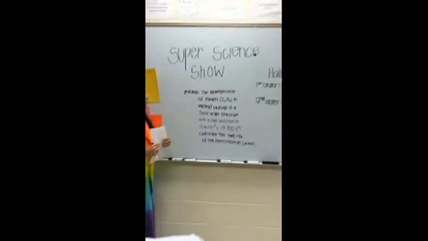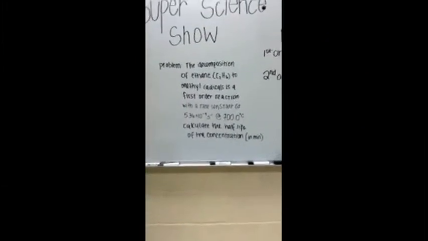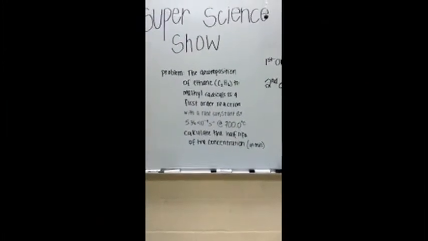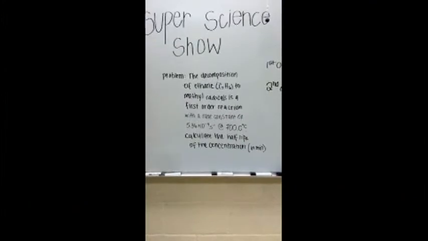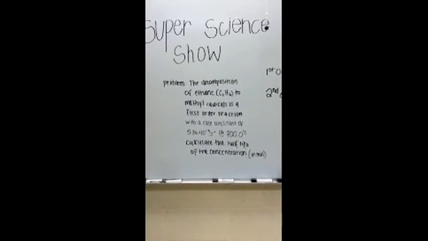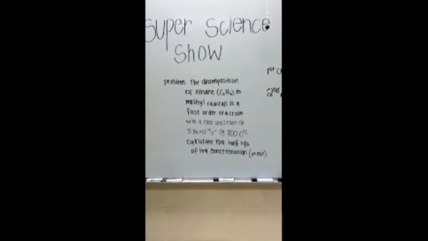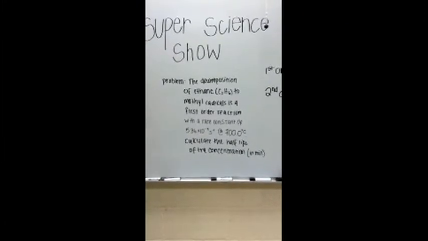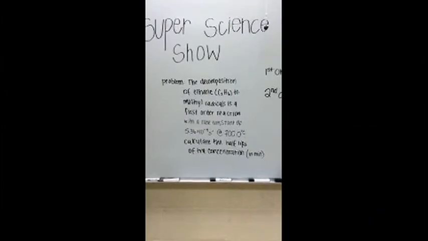Today, I'm going to talk to you about an example of a half-life problem using the first order reaction equation. The problem is, the decomposition of ethane, C2H6, to methyl radicals is a first order reaction with a rate constant of 5.36 times 10 to the negative 4 s to the negative 1 at 700 degrees Celsius. Calculate the half-life of the concentration in minutes.